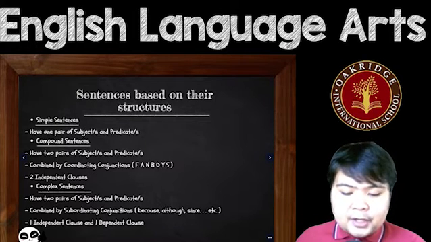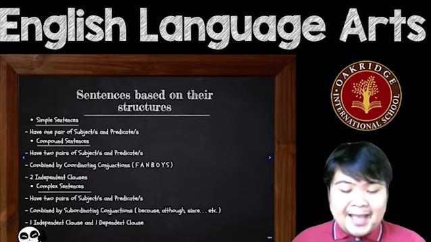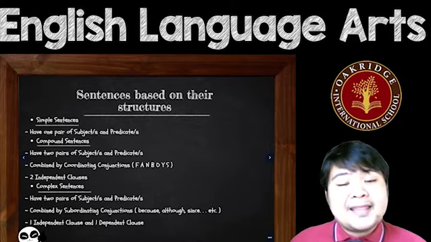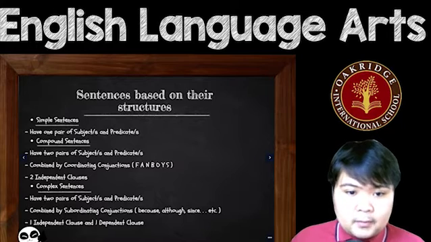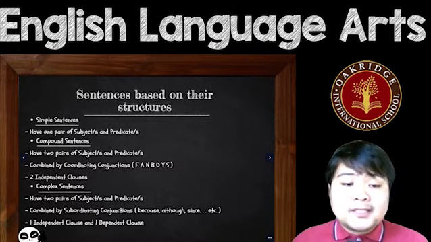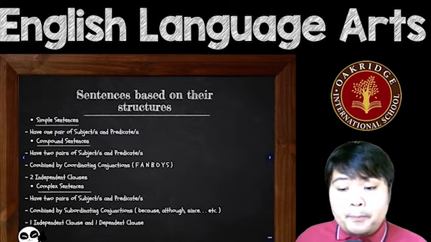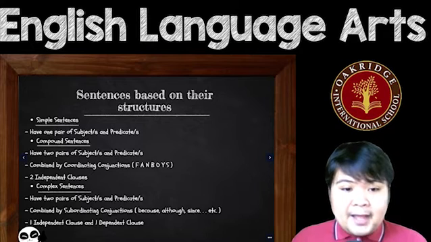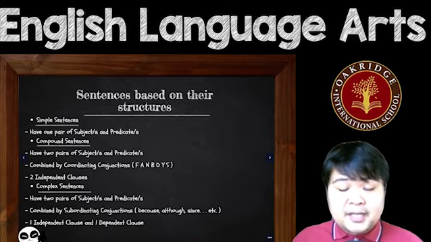So even if there's a compound subject and a compound predicate, if they're just combined together and come as a pair, that is a simple sentence. How about a compound sentence? A compound sentence is made up of 2 subjects and 2 predicates, 2 pairs of subjects and predicates. All right? They're combined by coordinating conjunctions.